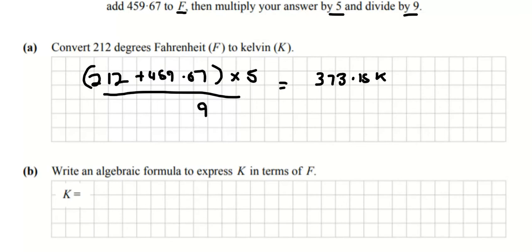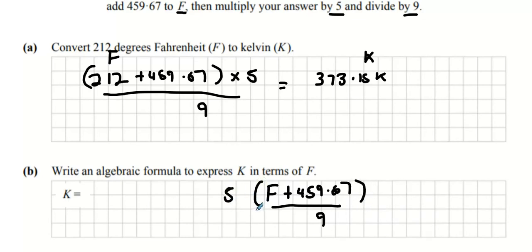Right, in algebraic form, we express K in terms of F. So look at what we did earlier. This is F, and the answer is K. So it's F plus 459.67 divided by 9 and multiply the top part by 5. So that's our formula there. K equals 5 times F plus 459.67, divided by 9.